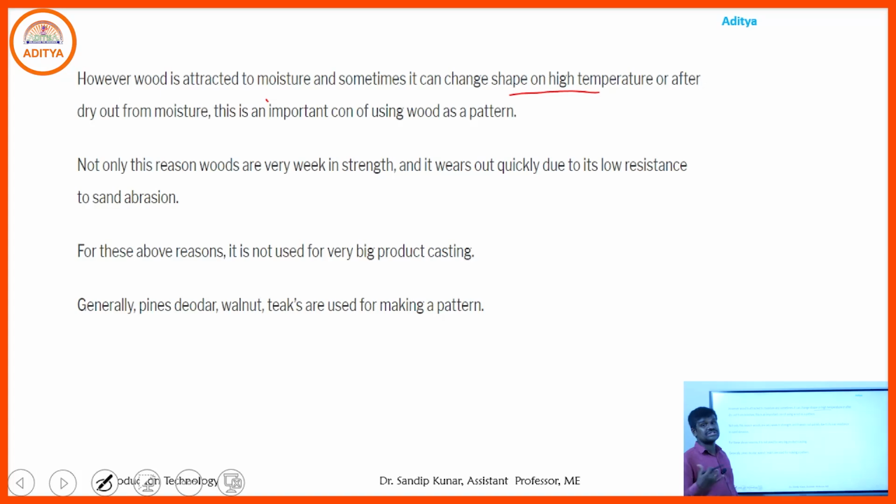Some examples, which types of wood materials we use for preparing the pattern. Examples: pine, deodar, walnut, teak. That type of wood will be used for preparing the pattern materials that will be used in the casting process.